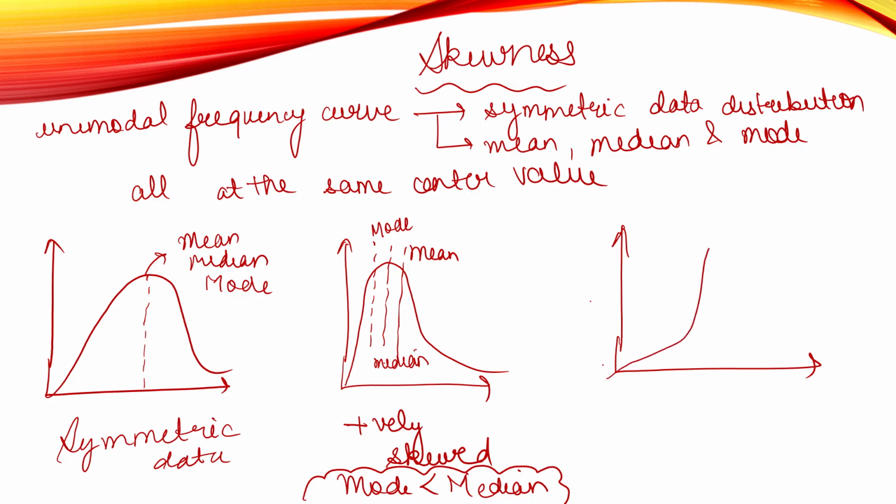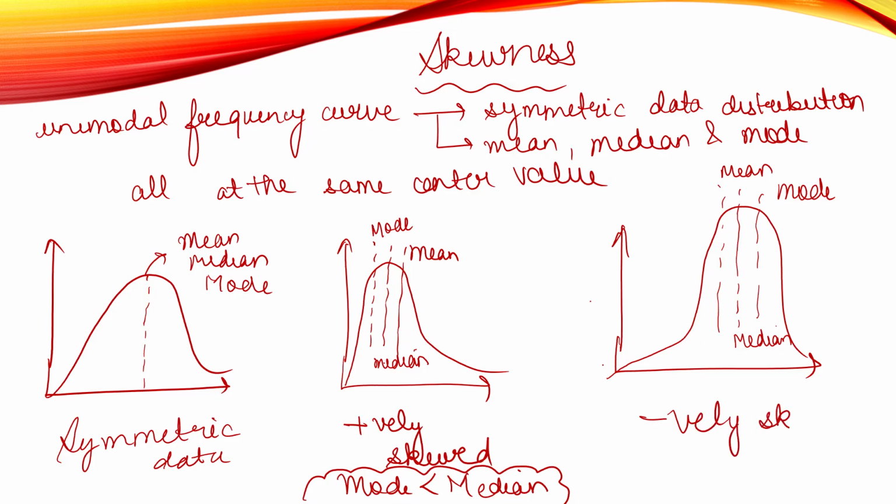Then we'll draw a graph like this. Here you have your mean first. Mean. Then of course you'll have your median. And then your mode. So this type of graph is negatively skewed. Negatively skewed means mode occurs at a value greater than your median. So I think this part would be clear.